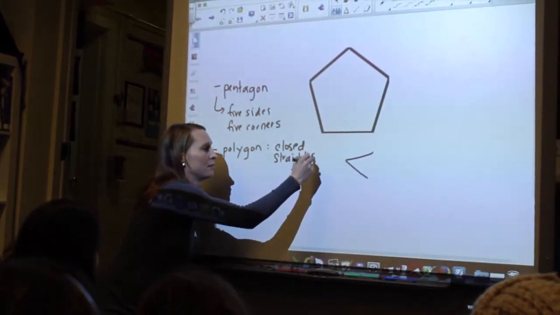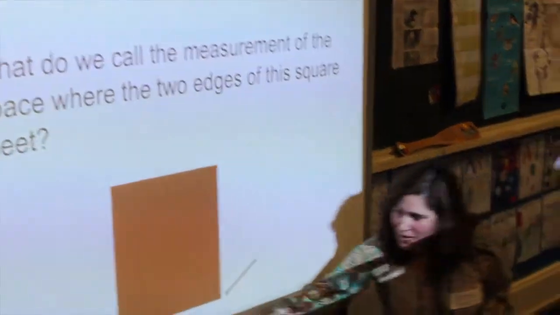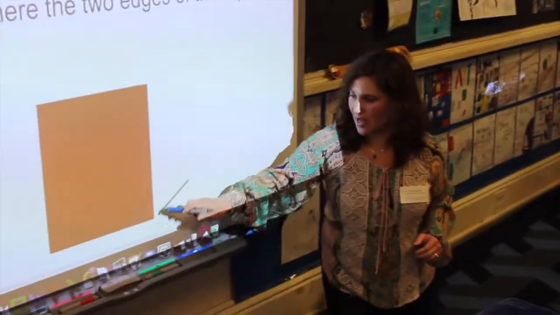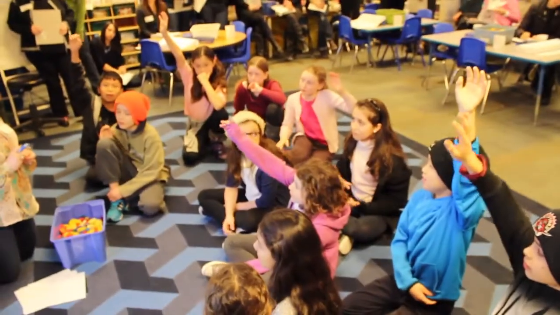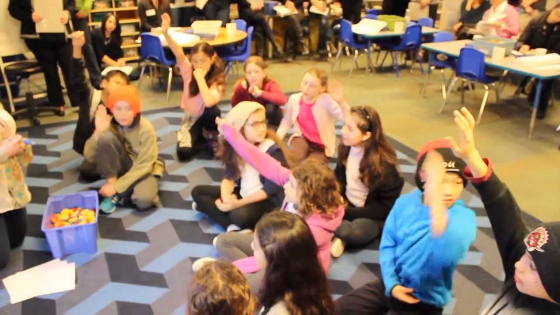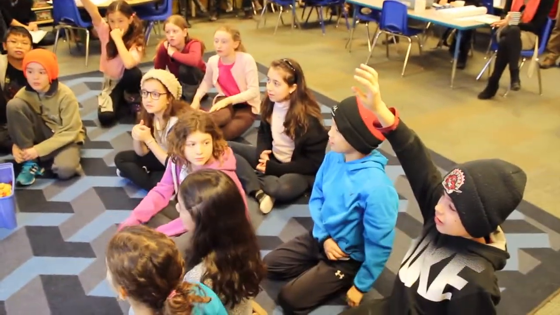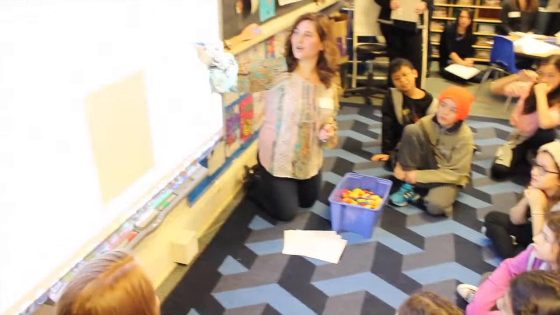The question here says, what do we call the measurement of the space where the two edges of this square meet? So I'm talking about the two edges, and there's a little symbol there and an arrow pointing to the area that I'm talking about. So Samira, do you think you know what you call that? Right angle. Okay, so you can call it a right angle.